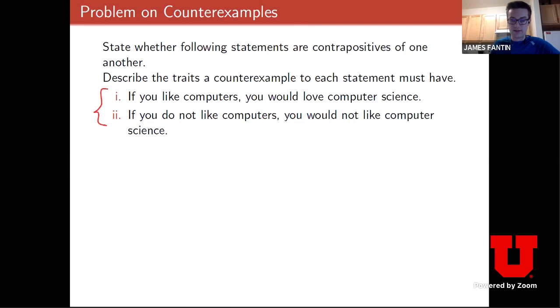Yeah, I can see in the video chats, it looks like people are shaking their head no. Yes, these are not contrapositives. Can somebody tell me what they are? Yes, this is the inverse.